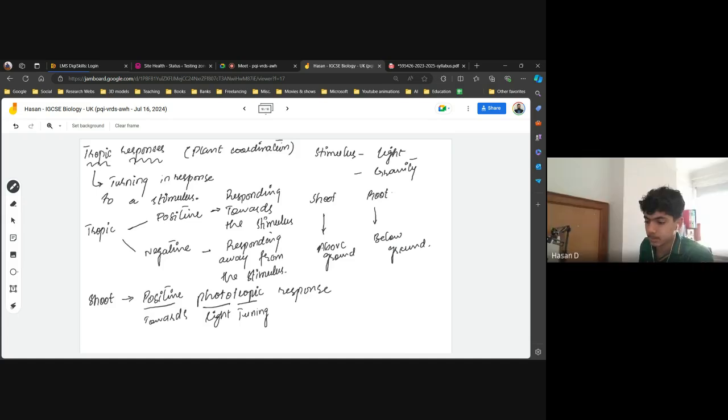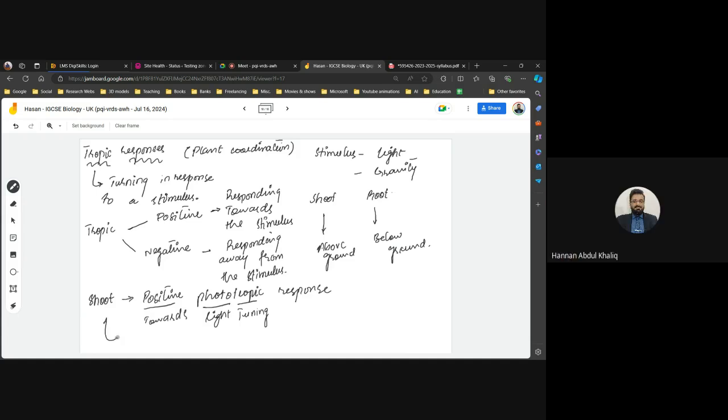Yes, clear. Similarly, if I say that shoot would show negative, basically, I missed one thing here. I needed to tell you the tropic responses are of two types. One is called phototropism, and the other is called gravitropism. Phototropism is due to light. Here, the stimulus is light, and in gravitropism, the stimulus is gravity. Now, the shoot would show a negative gravitropic response. Can you explain what does it mean?